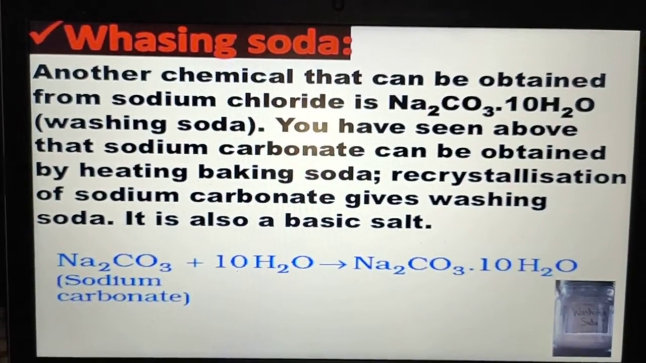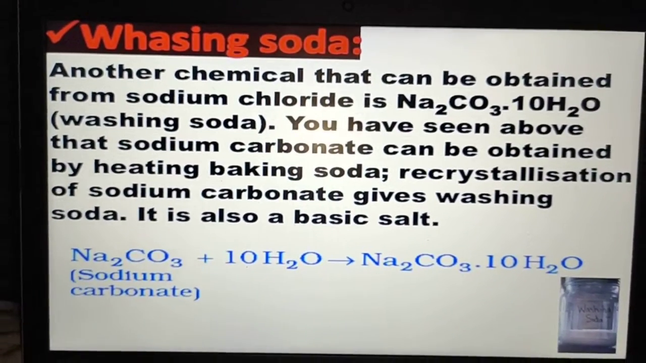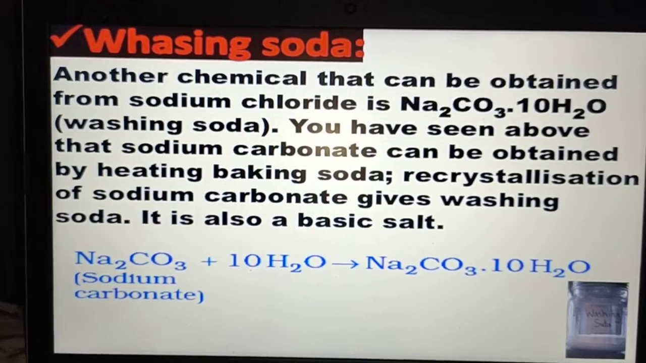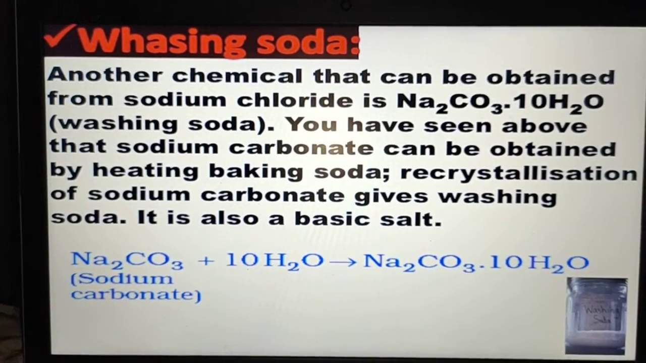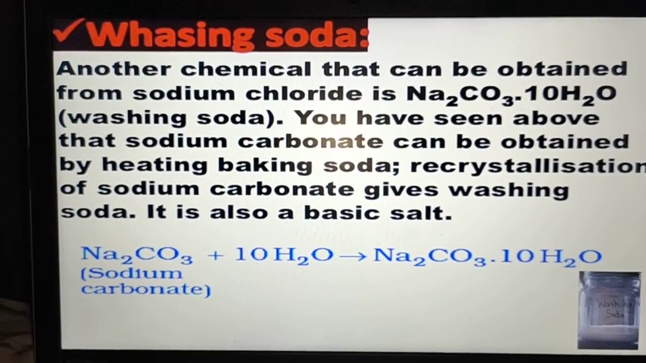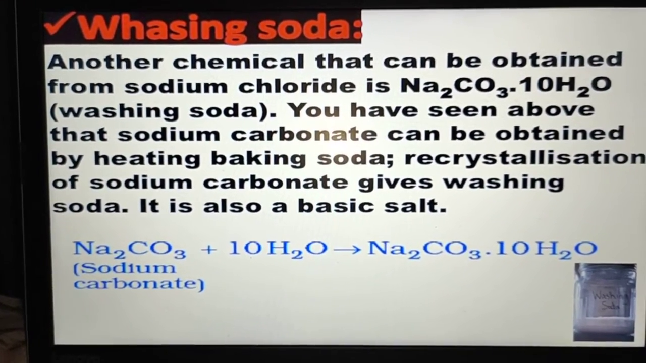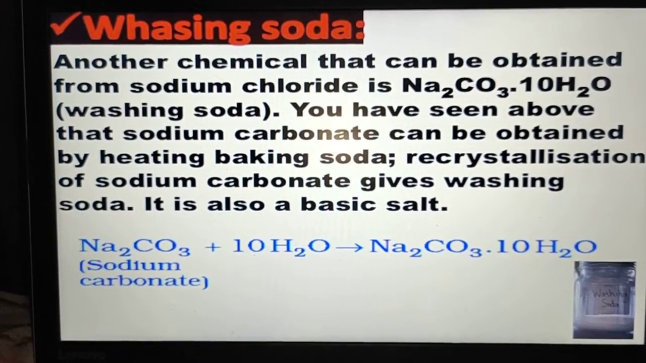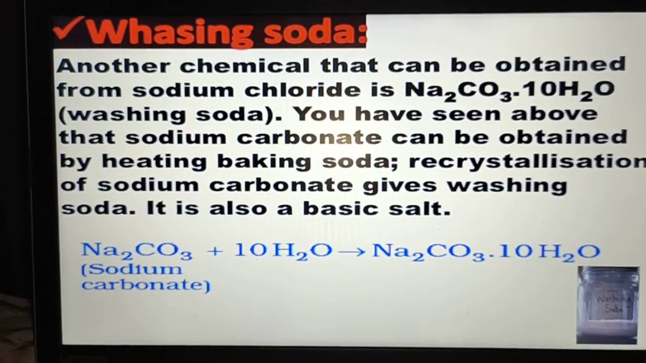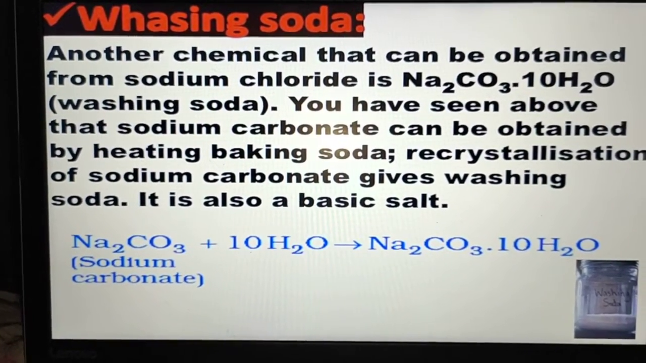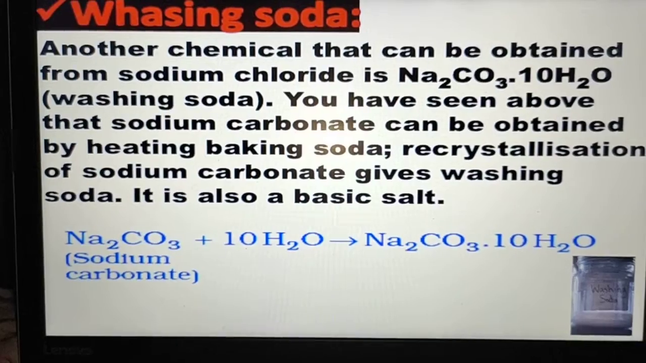Next is washing soda. There is a spelling error here: it is WASHING, washing soda. Another chemical that can be obtained from sodium chloride is Na2CO3.10H2O. It is also known as washing soda, with water of crystallization. You have seen above that sodium carbonate can be obtained by heating baking soda. Recrystallization of sodium carbonate gives washing soda, and it is also called a basic salt.